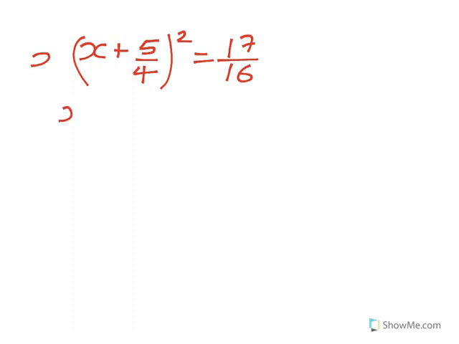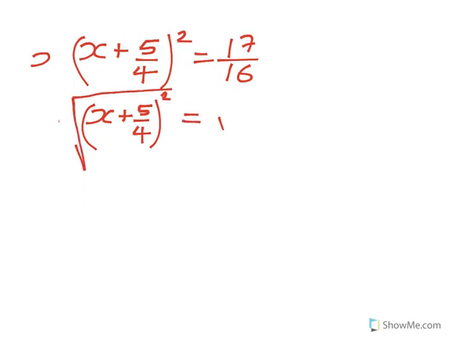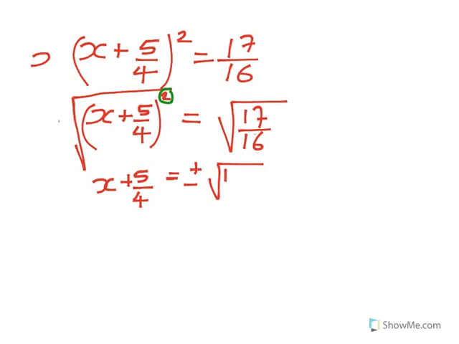And then after that, what you do is you say x plus 5 over 4. Remember, this is squared. You now put a square root. What you do on the left, you also do on the right, over 16. Why am I putting a square root? Because the square root will get rid of that power 2. Then you're going to have x plus 5 over 4 is equal to plus or minus square root of 17 over 16.